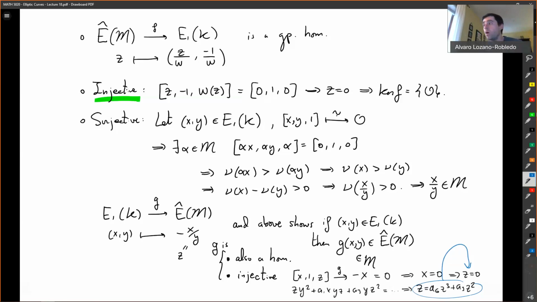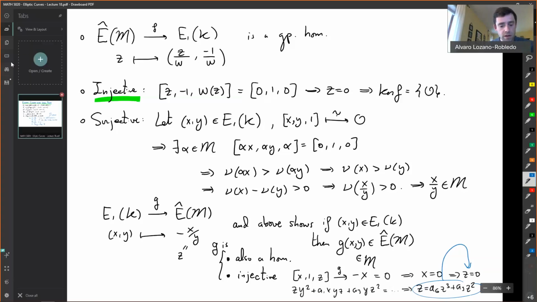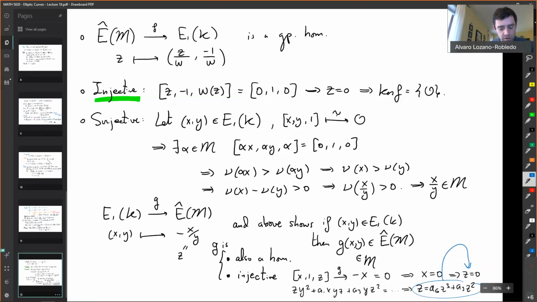So it is also a hom, it's injective, and what we have now is I have more pages. Did I really talk that much? Let me add a few more pages at the end.